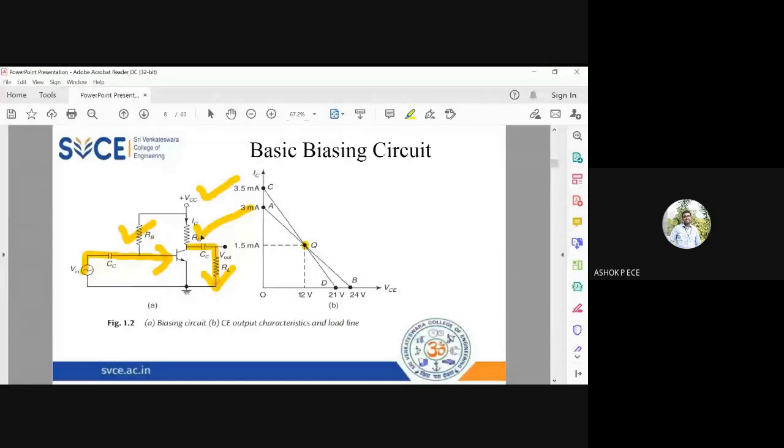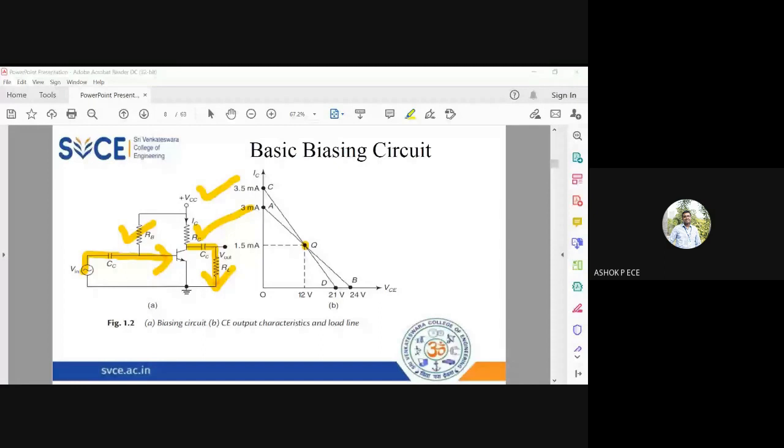Among RB and RC, can anybody say which resistance will be larger and which will be smaller? Logically, which one is larger or smaller? You have to think. Only when you think will you get an answer. Think about the transistor current. You have two currents here: collector current and base current. Which current is smaller? Which current is larger?